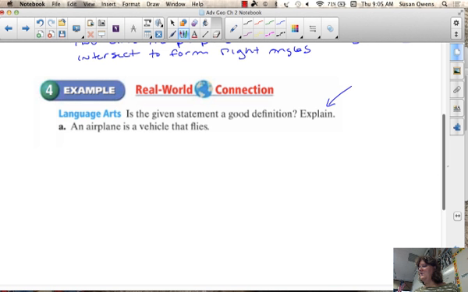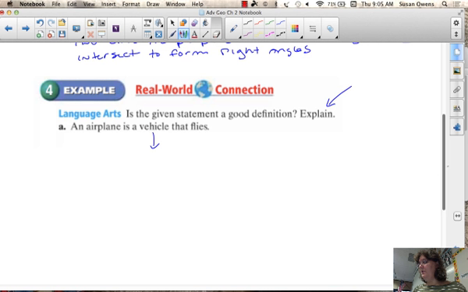So an airplane is a vehicle that flies. A lot of times we want to explain why it's not a good definition and say, well, there's something else that's a vehicle or that doesn't fly. But one of the first things I want you to try to do is figure out what the converse is. Because when you think, oh, there's another vehicle that flies and it's not an airplane, what you're really recognizing in your mind is it's not reversible. There's no converse.